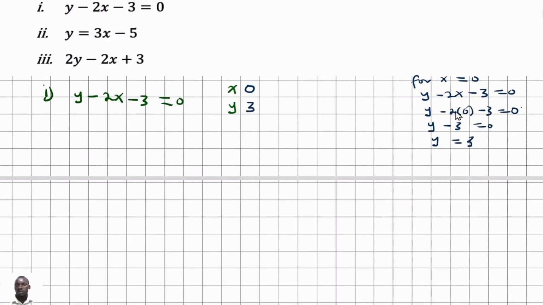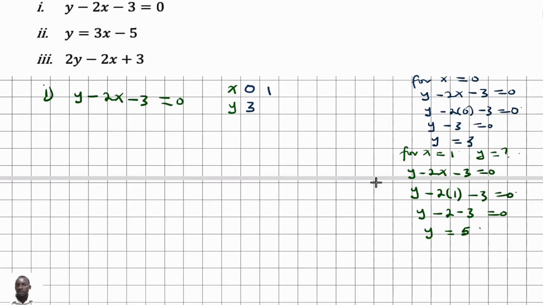Then we can also try some other values. What if x is 1? As we substitute, from y minus 2x minus 3 equals 0, we have y minus 2 into 1 minus 3 equals 0. It means we have y minus 2 minus 3 equals 0, implying that y is equal to positive 5. So when x is 1, y is 5.